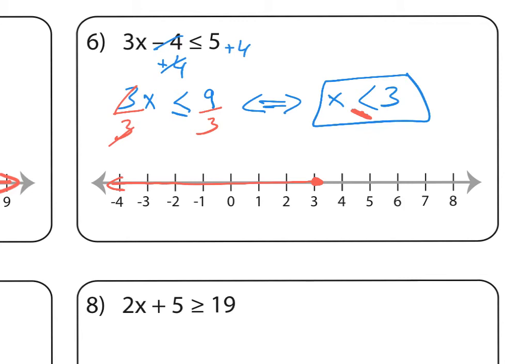Just to remind you, some textbooks, especially in colleges and also in high schools, instead of a circle, have an open bracket and a closed bracket. So sometimes you may see textbooks that have it like this. A closed bracket indicates the number is included, so 3 is included. And an open bracket means it is not included.